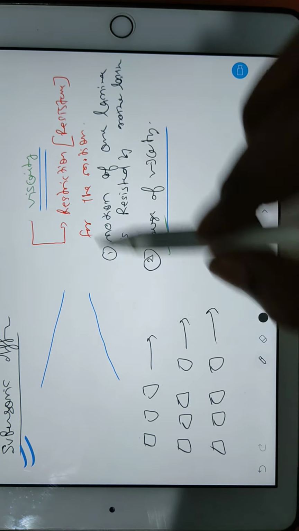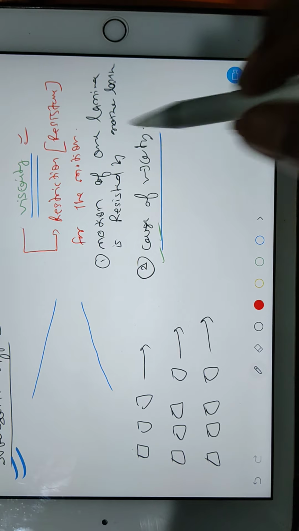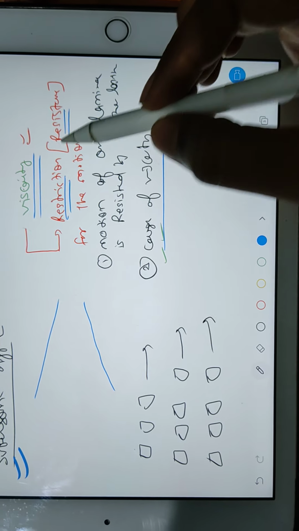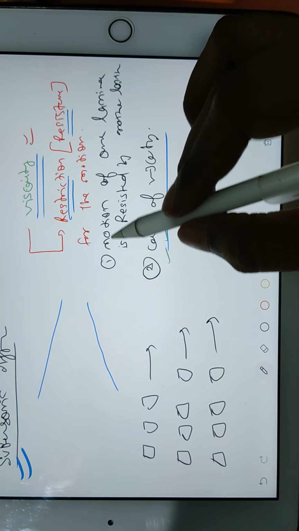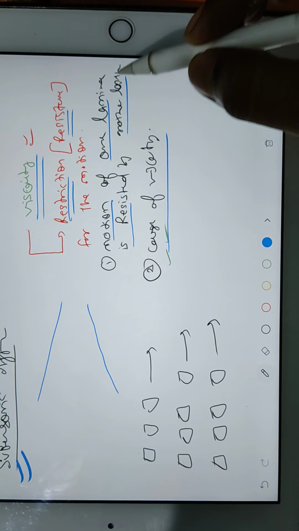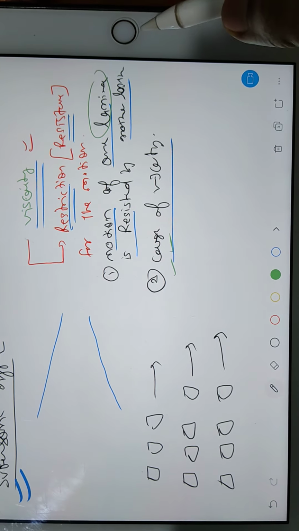See, we have to understand how viscosity comes into the picture, because we already know the meaning of viscosity: resistance or restriction, right? So it's a kind of motion where one lamina is restricted by another lamina, right? Now first you should understand what a lamina is in this.